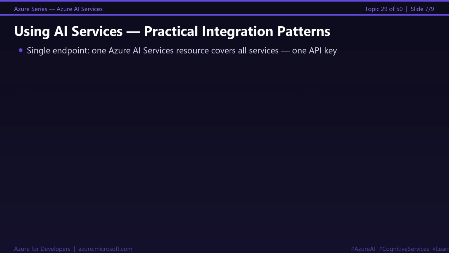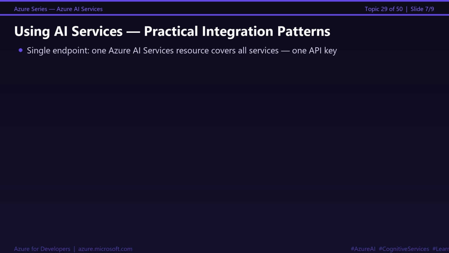Every service is a REST API. Post to the endpoint. Include your API key in the header. Pass your data in the JSON body. Get back a structured JSON response. Works from any programming language on any platform.